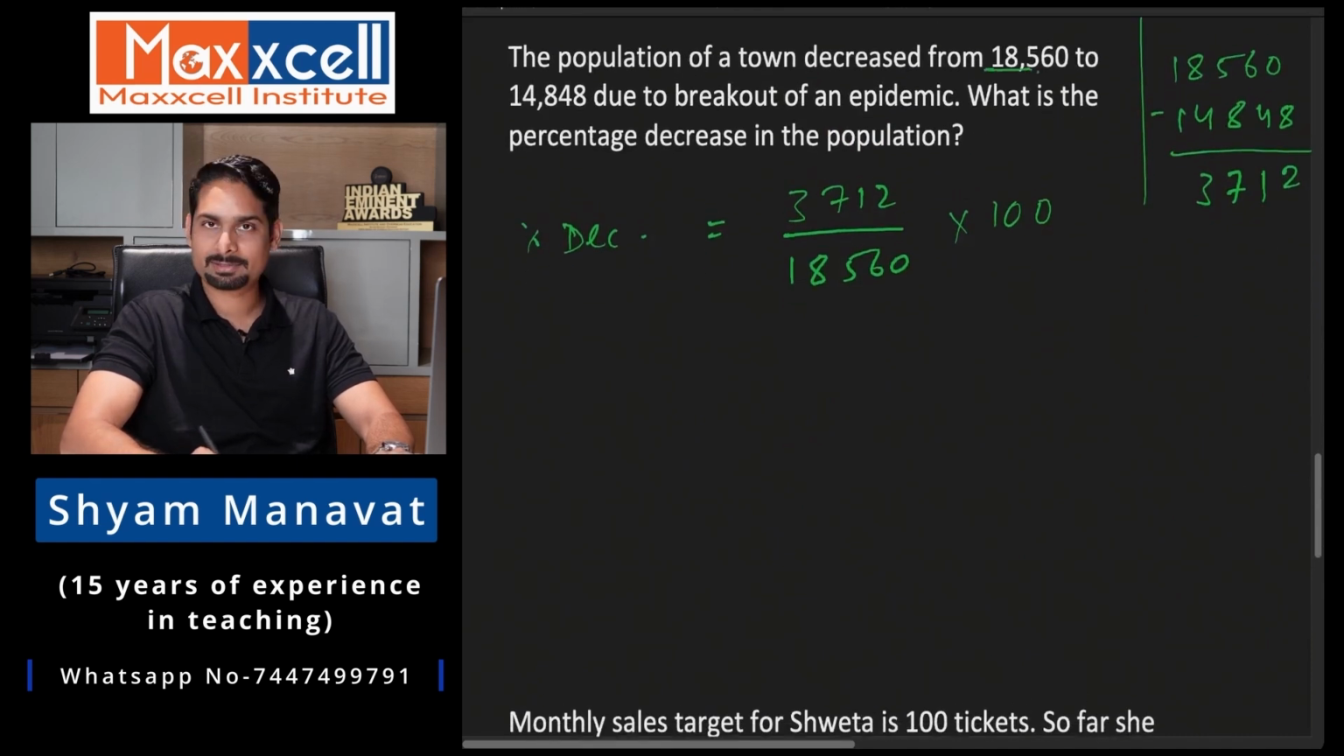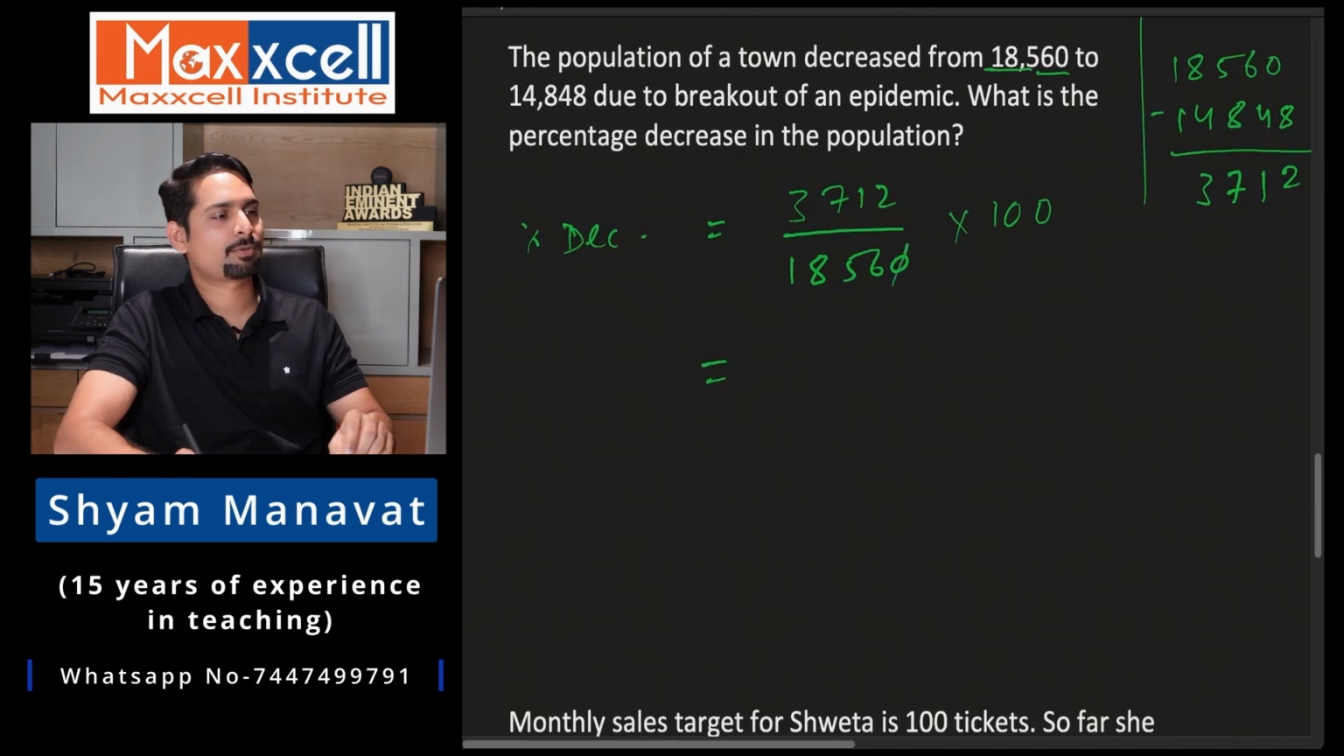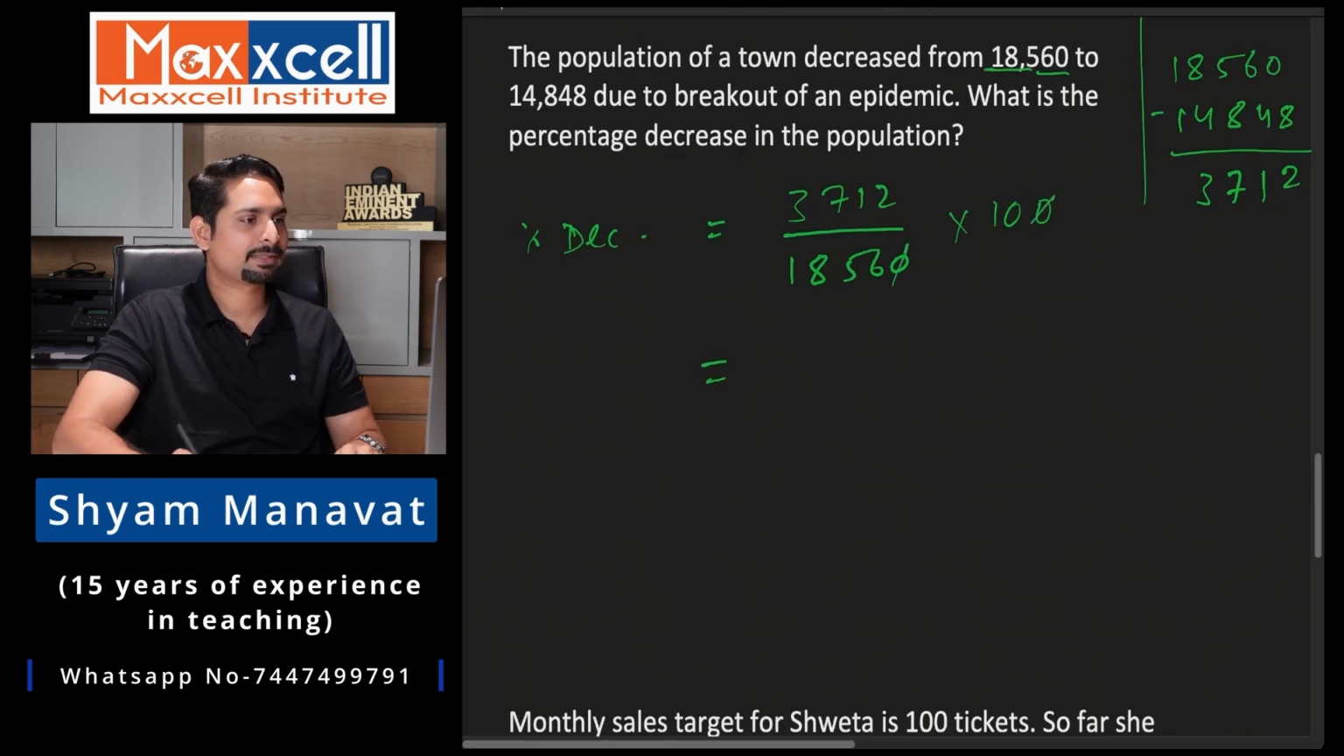18,560, and the final value is this, right? Okay. Now simplify. You cancel 0, 0 maybe. Then you have got this value. Okay, this is 18 2s are 36.